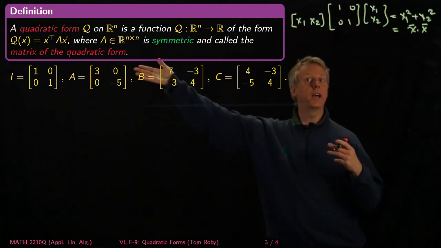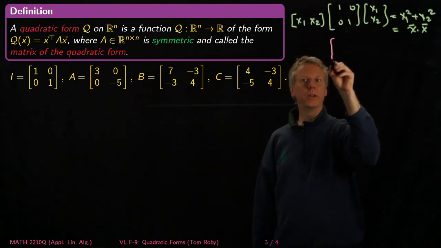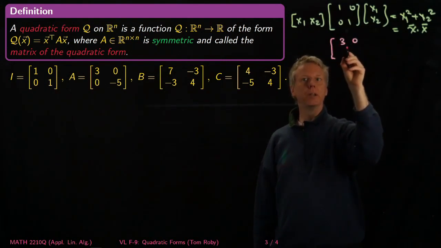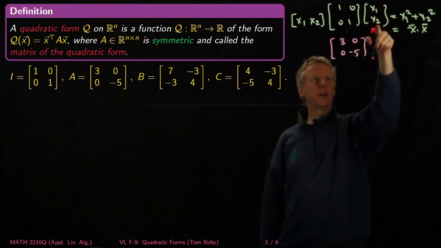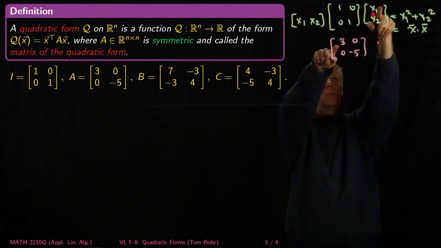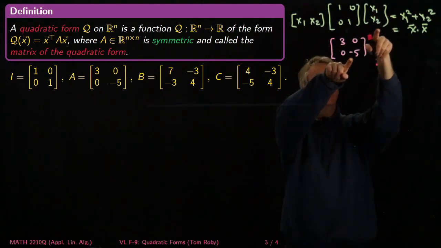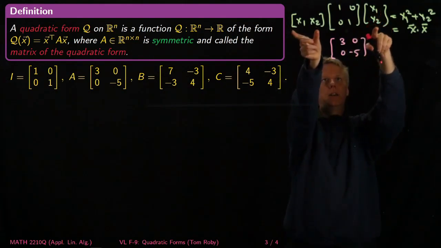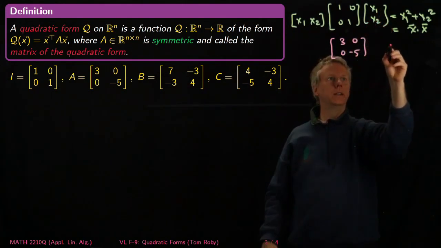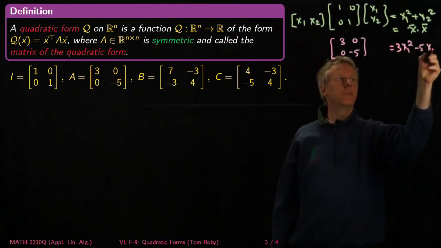What about another diagonal one where the entries aren't just 1, 1? Let me write that here. If I have 3, 0, 0, negative 5, then when I multiply that by x1, x2, I'm just going to get 3 times x1 up above and minus 5 x2 below. So when I take the dot product of that with this, I'll just end up getting 3 x1 squared minus 5 x2 squared.